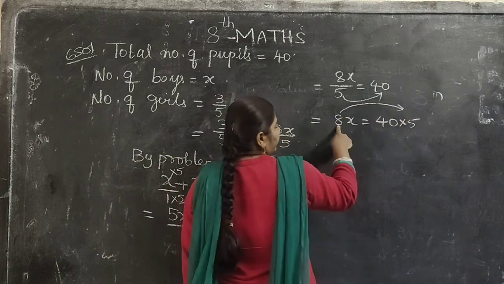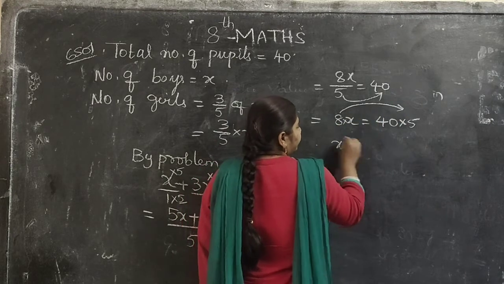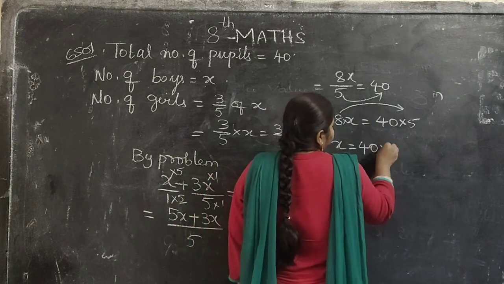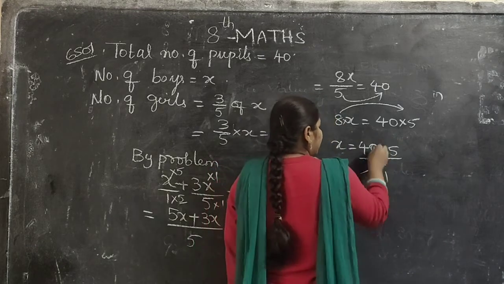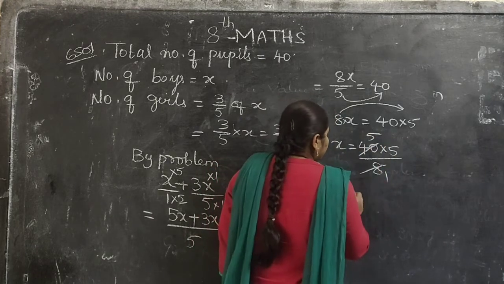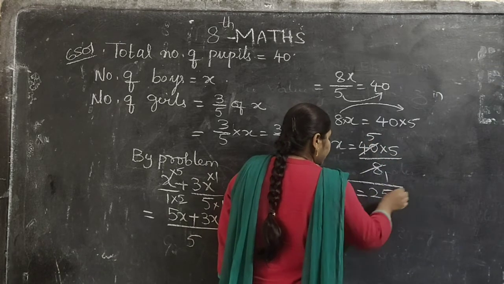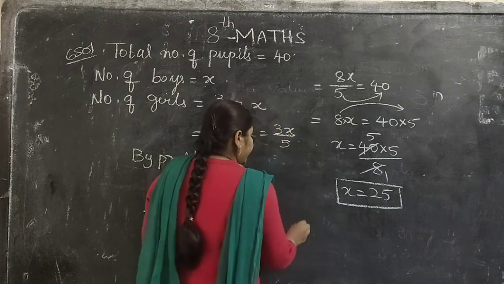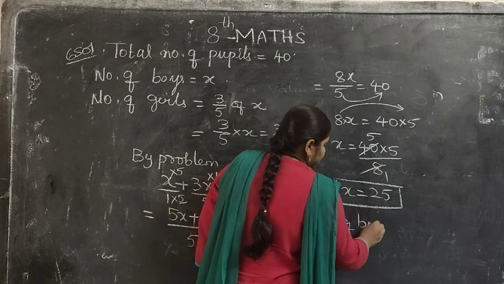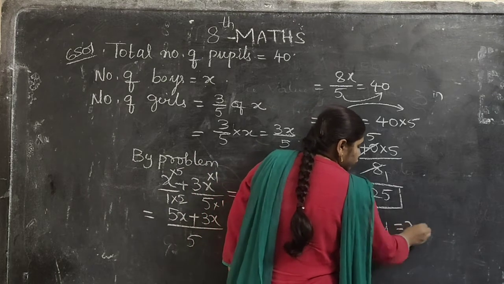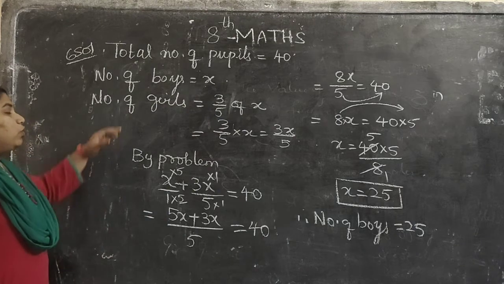The relation between 8 and x is multiplication. So if you send it to the other side, that will be division. So 40 into 5/8. Now 8 ones are 8, 5 5s are. So what is the x value? 5 5s are 25. So total number of boys is how many? 25. So therefore number of boys is equal to 25.